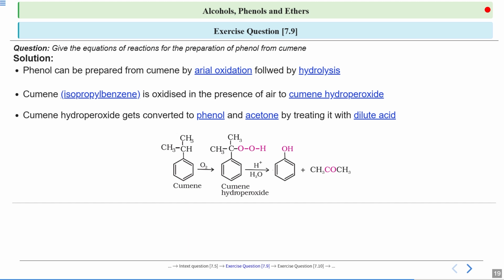You can see we have this cumene, isopropyl benzene, benzene attached with an isopropyl group. So we do the oxidation of cumene in the presence of air. The oxygen molecule is added into this isopropyl group and gives us cumene hydroperoxide. Then the hydrolysis of this cumene hydroperoxide happens, and you will get your products as phenol and acetone, CH3COCH3. So this is how phenol is prepared from cumene by the given reaction.